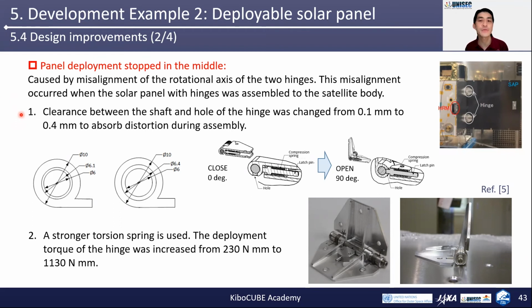In addition, two design improvements were made. First, the clearance between the shaft and hole of the hinge was changed from 0.1 mm to 0.4 mm in order to absorb distortion during assembly. Second, a stronger torsion spring was used. The deployment torque of the hinge was increased by about 5 times.